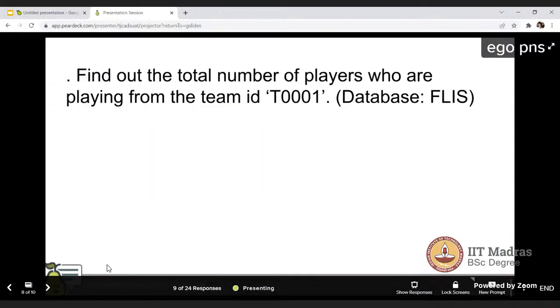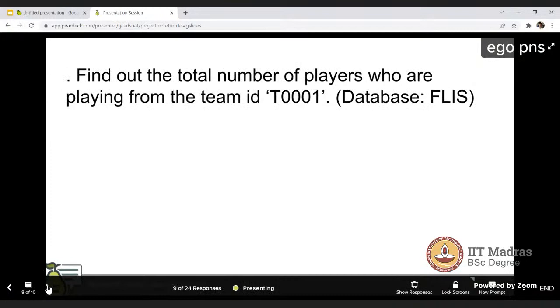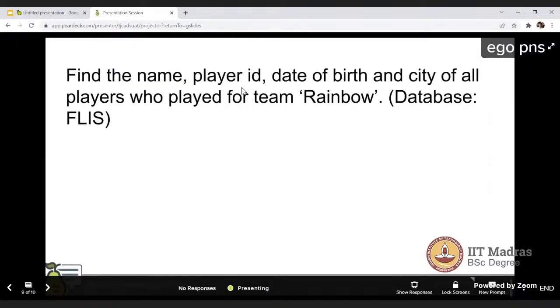Okay, so let's go on to the next question. Find the name, player ID, date of birth, and city of all players who played for the team Rainbow. The database name is FLIS.